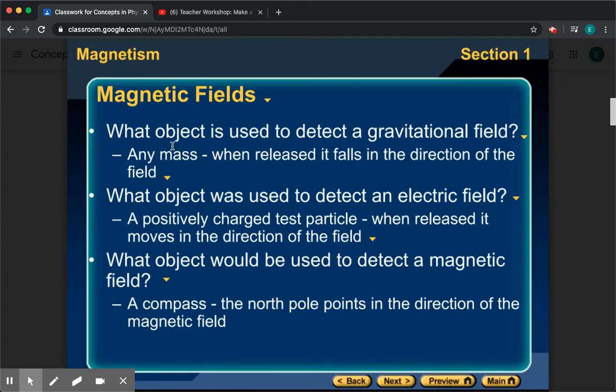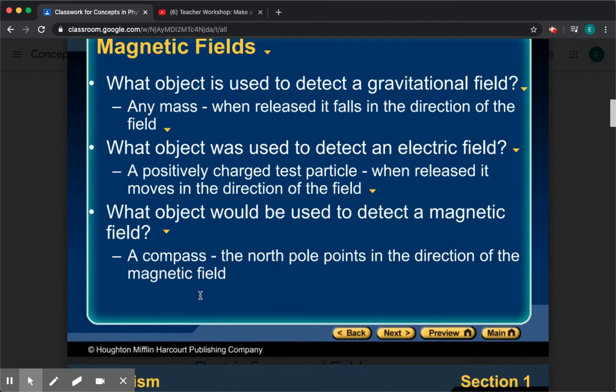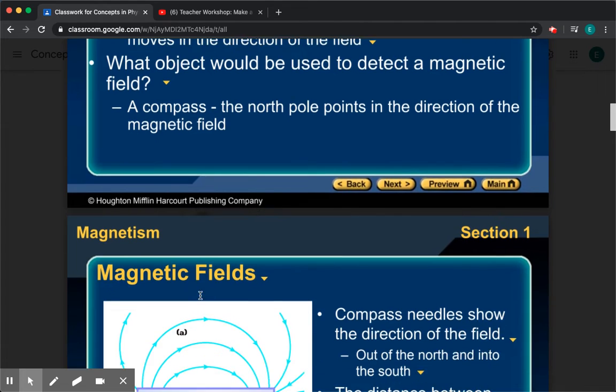What about an electric field? How do we find an electric field? Well, if you have a charged particle, that charged particle will move if there's an electric field. So that's how you test that. And then how do we test for a magnetic field? Well, commonly we use a compass. If you have a compass and the compass is moving around, then you know you're inside a magnetic field. And guess what? The Earth is surrounded by a gigantic magnetic field, and that magnetic field is keeping us alive. It protects us from radiation.